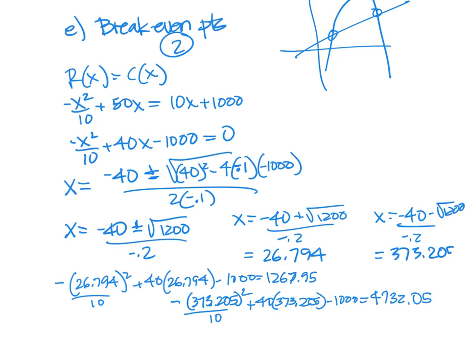Now let me go ahead and write the final answer, what those points are, up here. So one of them, the x was 26.794. Our output for that one was 1267.95. The other one is 373.205, and our output was 4732.05. So those are the break-even points. That's it for problems 4 and 5.